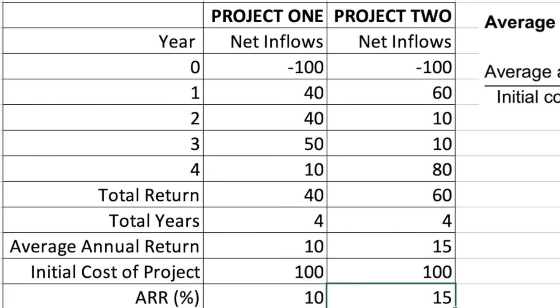So 15% is bigger than 10%. So if we are basing it on ARR, then we can see that project 2 certainly makes sense because it has a higher ARR. But if you watch the payback video, the card up there, you'll see that in fact project 1 was paid back quicker. So this is where managers need to make decisions. Which one makes sense for that particular business? Right, now let's look at the pros and cons.